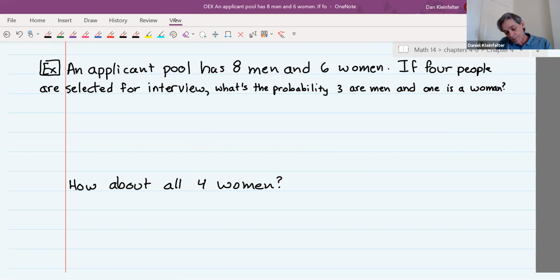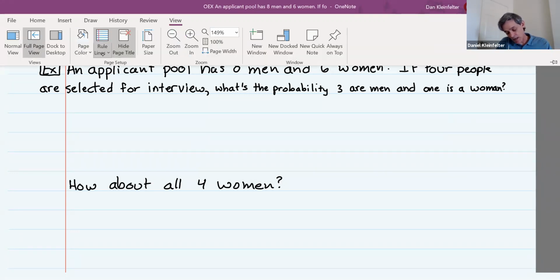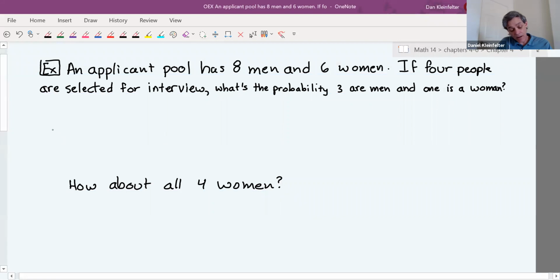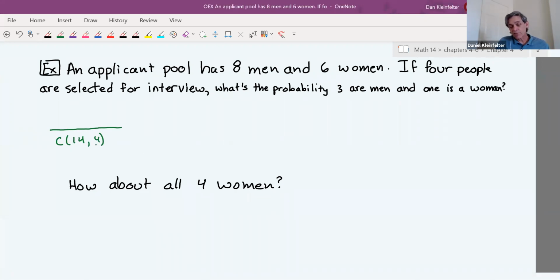So probability is a fraction, right? The number of ways that something can occur goes in the bottom, and what we count as the success outcome, or the thing that we're interested in, goes in the numerator. So how many total possibilities? So there's a total of 14 people, and 4 people are selected for interview. So out of 14 people, let's say we just draw names out of a hat. Got to pick 4. So that's combinations. It's combinations, not permutations, because the order that the people are chosen for interview in doesn't make any difference.